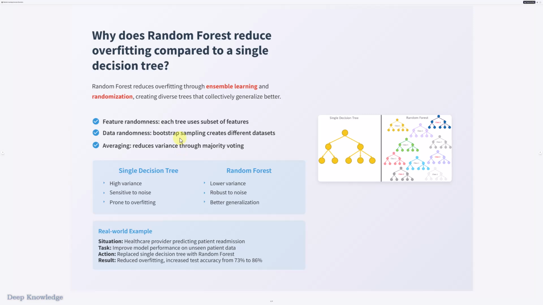Why does random forest reduce overfitting compared to a single decision tree? So let me give you this example.